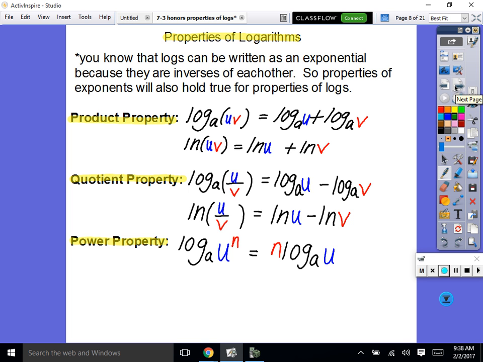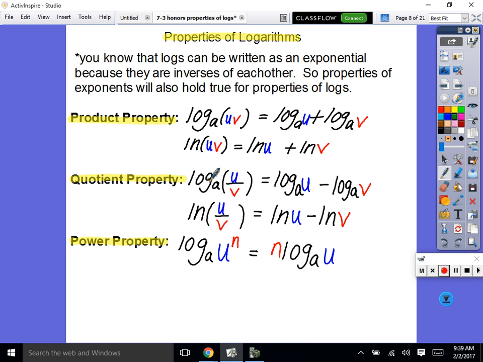If you have log to the base a of u times v, when you multiply, you add. You can split this apart and rewrite it as 2 separate logarithms with the same base: log to the base a of u plus log to the base a of v. When you multiply, you add. Now really, the more beneficial thing is to go backwards. Eventually we're going to want to take this and go backwards to make it 1 log.